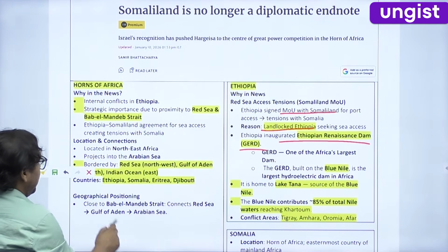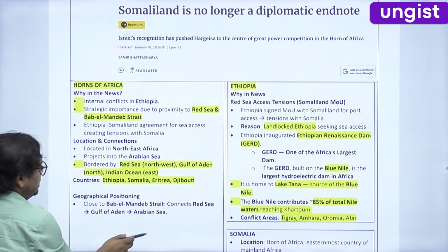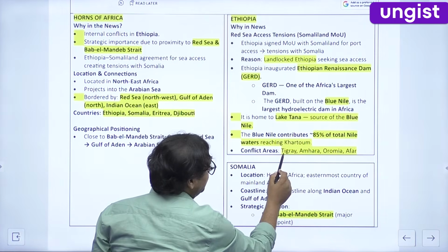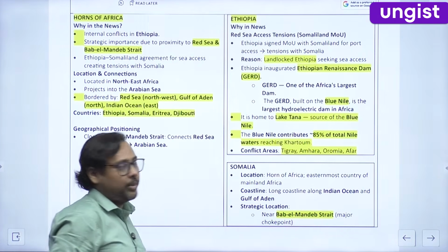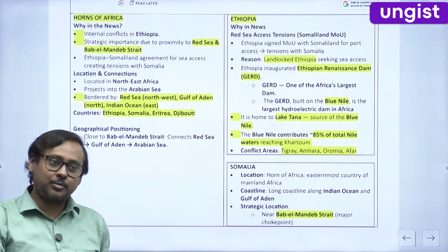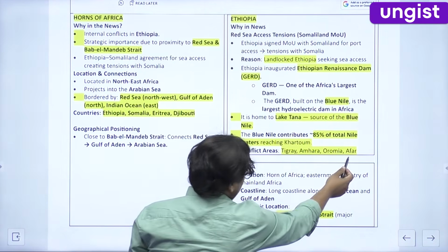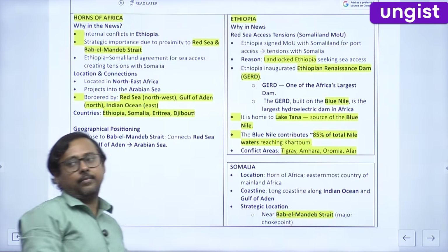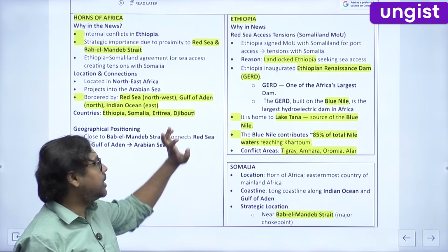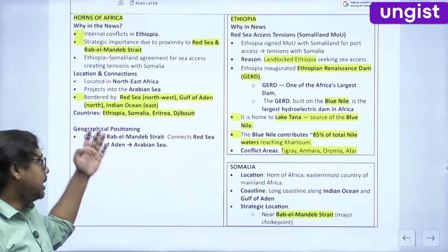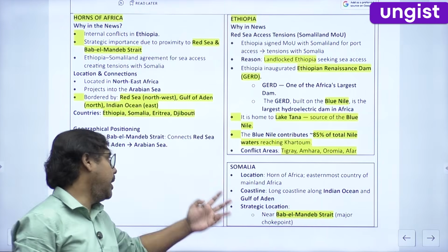Okay? Now this is a UPSC question. UPSC has asked this question. Do you remember Tigray, Amhara, Oromia? All this was asked. UPSC had asked. And UPSC has not asked about Afar. Afar is also a conflict region, right? So the conflict areas in Ethiopia are these 4 places: Tigray, Amhara, Oromia, and Afar.